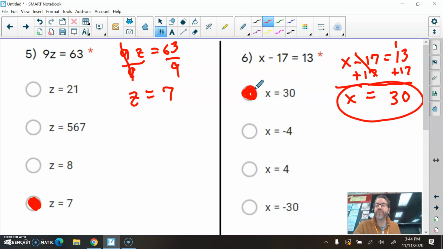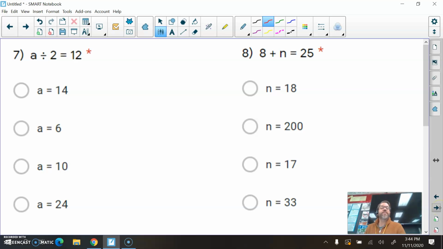Okay, let's look at number 7. A divided by 2 equals 12. Normally, I don't like to see the division symbol used in equations, but that's okay. To undo that, we need to do the inverse, which is to multiply by 2. You know, if you divide something by 2 and then you turn around and multiply it by 2, you're going to be back to where you started, which in this case is just a.